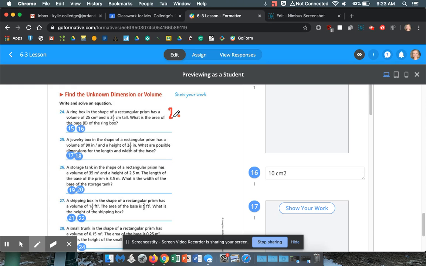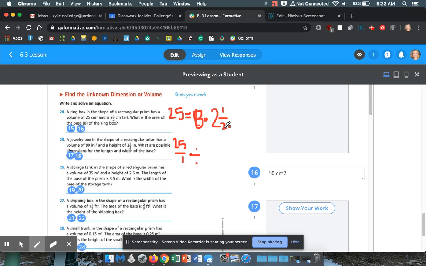So we know our volume is 25. And we don't know our base, but we know our height. So 25 equals the base times the height. So here, instead of multiplying, we have to divide. We have to divide 25 by 2.5. So remember to divide fractions. First we write it, and then we do the backwards C.